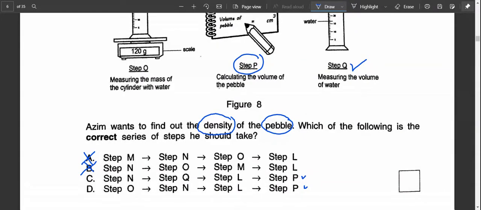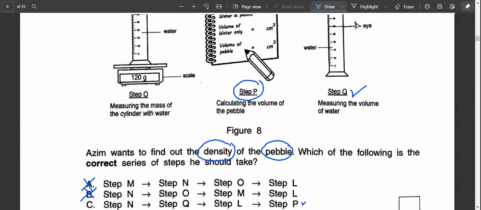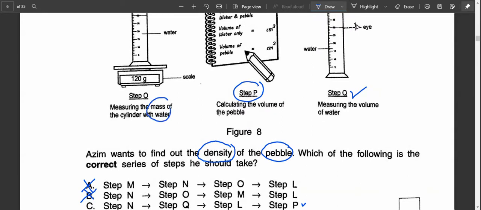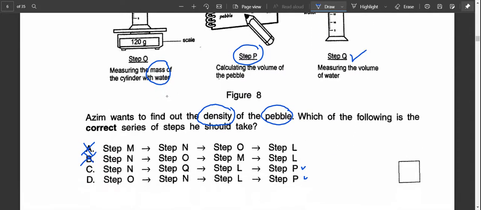And if you look there at D, it says step O. You do not need to measure the mass of the water at all. Therefore, you can eliminate D, and the answer is C.